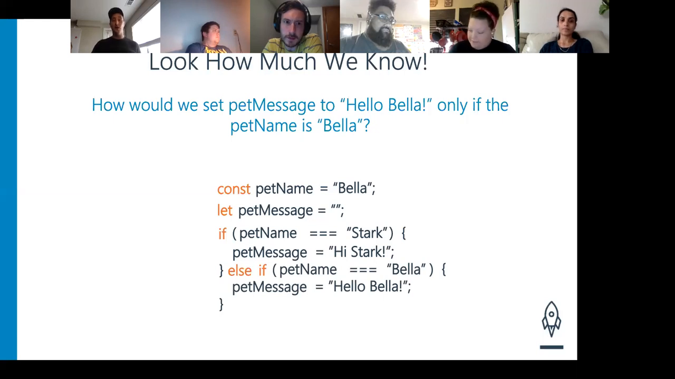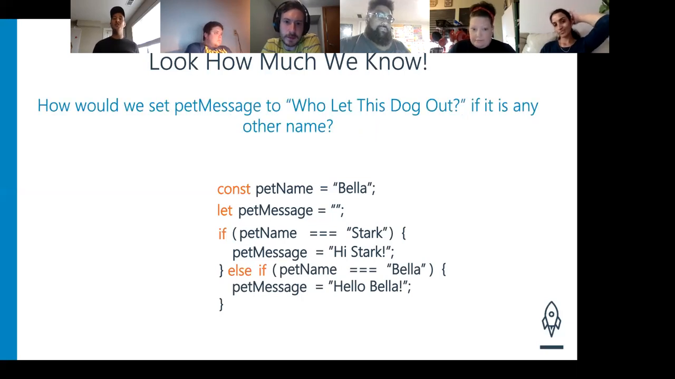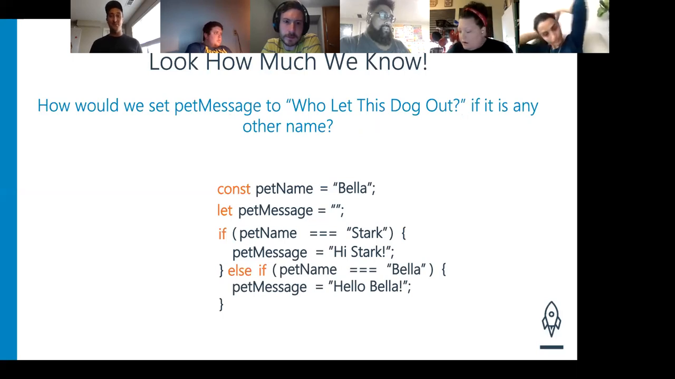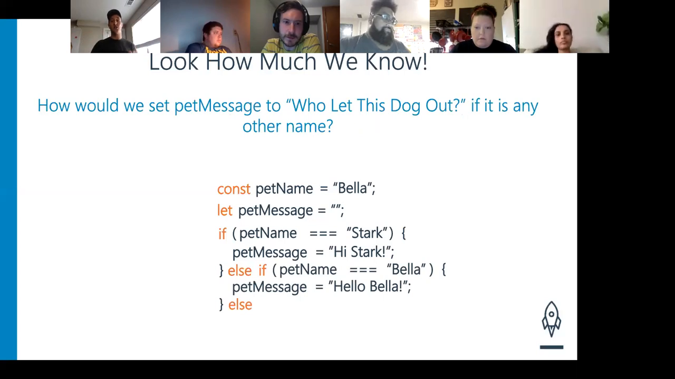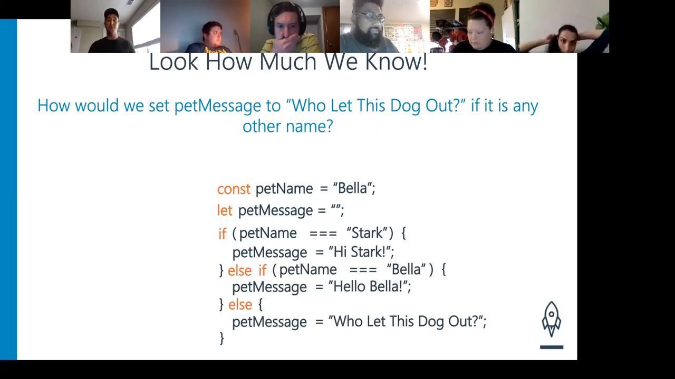Then finally, our last bit. How would we set pet message to who let the dog out if it is any other name? Else. Very good, it's any other name. You need an else, with curly brackets and our pet message. Remember, else is anything else, so this is basically our catch-all for our if statements. If it's not Stark and it's not Bella, it will go to our else statement and reassign pet message to who let the dog out. This is how we do our if statements.